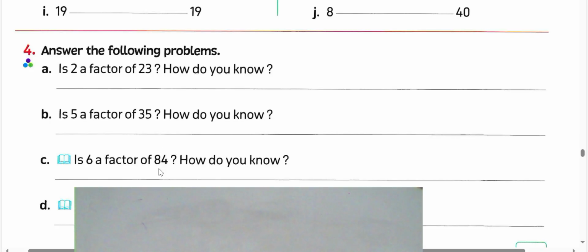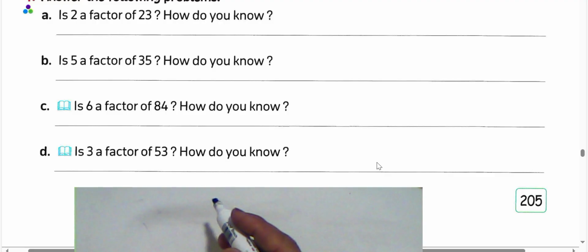How do you know? We can write 84 divided by 6, and find the result. 84 divided by 6, right? 8 divided by 6 equals 1, and the remainder is 2. 24 divided by 6 equals 4. Then the result here will be 14.